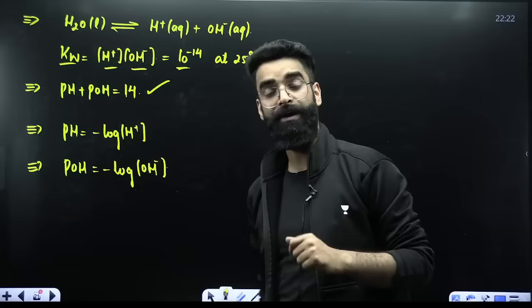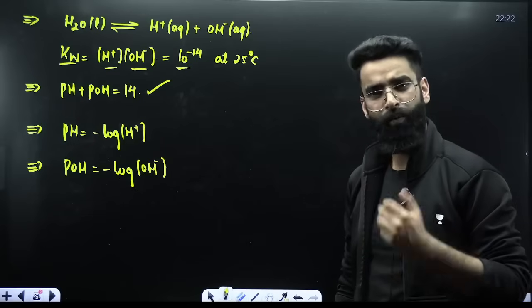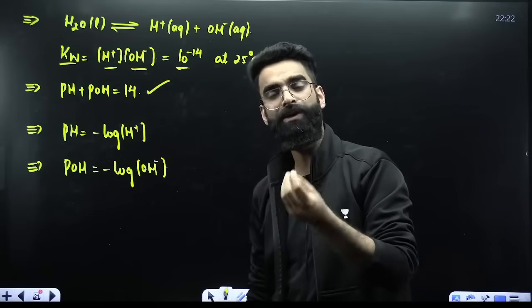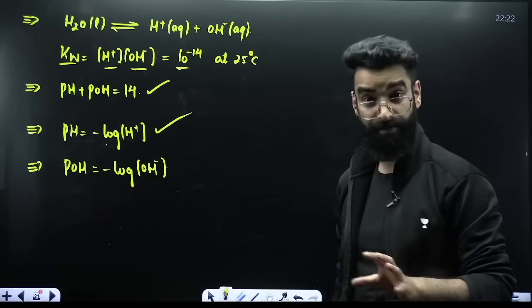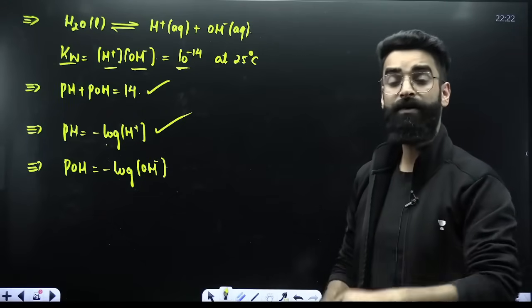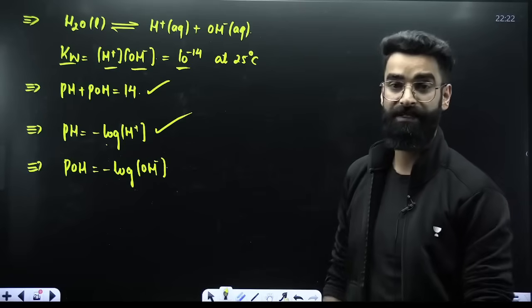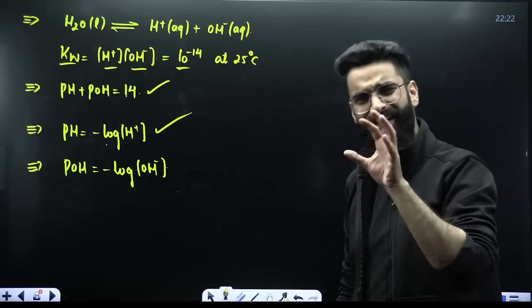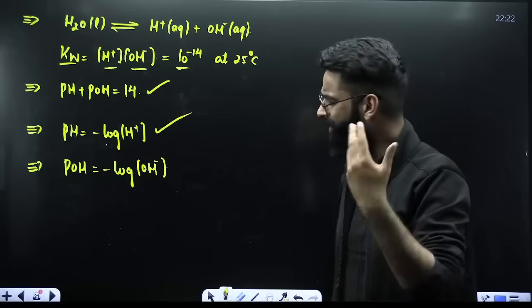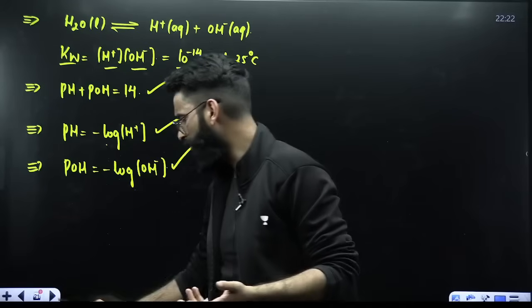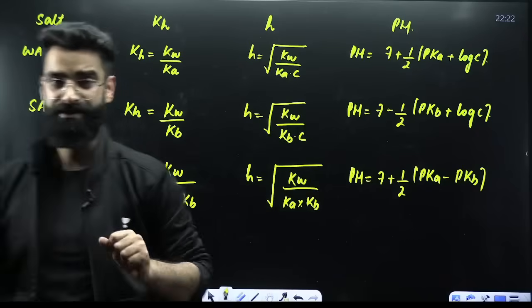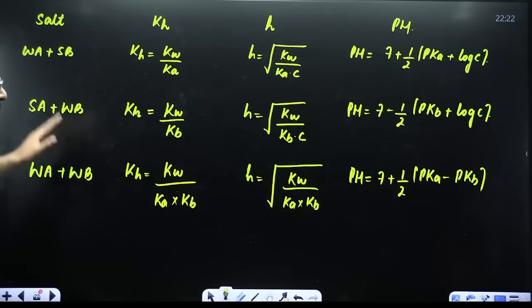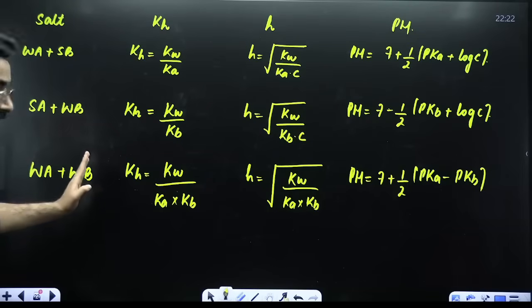Now, if you have to calculate the pH of any solution, what you need to do? You need to calculate the total H positive ion concentration in the solution, take minus log of that, and you'll get the pH of that solution. If you're supposed to calculate the pOH of the solution, what you are supposed to calculate? Get the OH negative concentration of the solution, take minus log of that, and get the pOH. That's all, right? Now, when it comes to salt hydrolysis, you have got different types of salts: salt of weak acid and strong base, salt of strong acid and weak base, salt of weak acid and weak base, right?